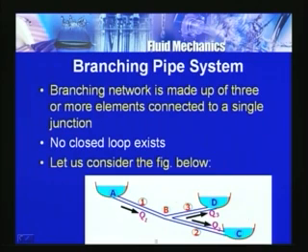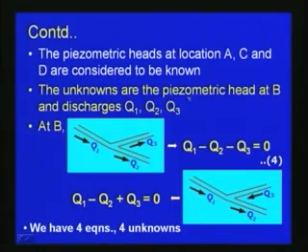So, by considering this typical problem, we assume that the piezometric head is known at A, D and C, but the discharges Q1, Q2, Q3 are not known, and also the head at B. So, there are 4 unknowns: Q1, Q2, Q3 and the head at B.